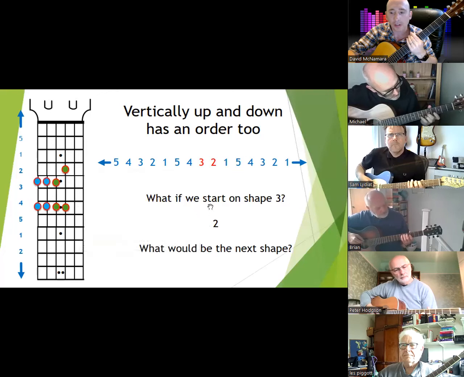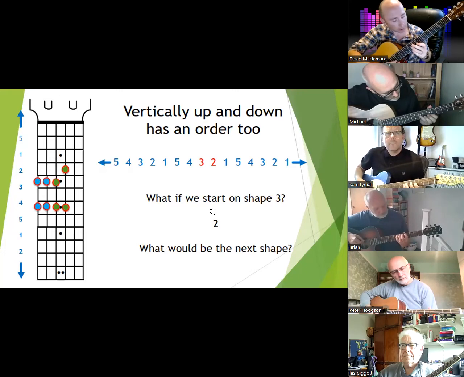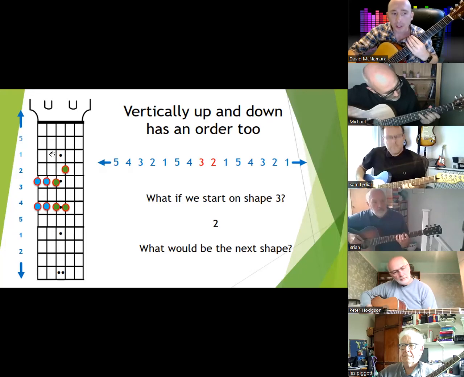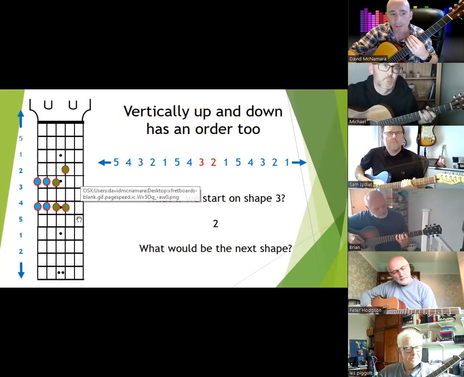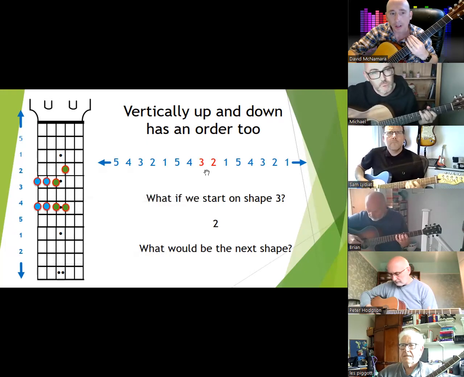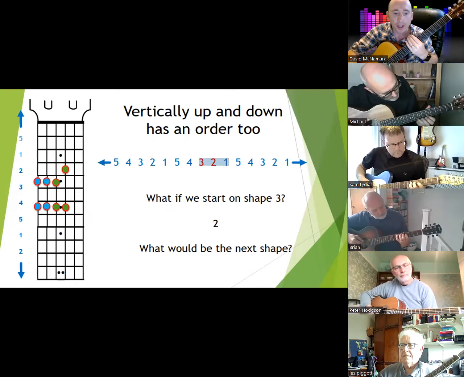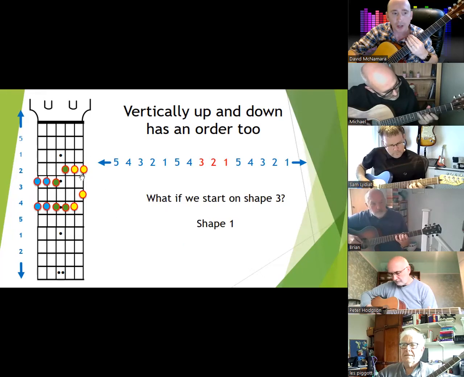So you slide it up a bit. What position? What shape would it be though? So which fret are we on here? 5. So we're on 5 and 7. Don't talk in frets. We've done the third shape, we've done the 2nd shape. It's got to be shape 1. That's what I'm trying to get you to do. Think of shape 1.